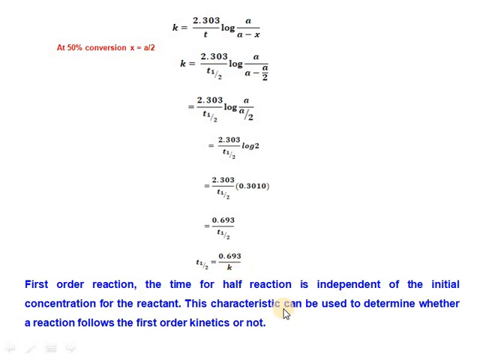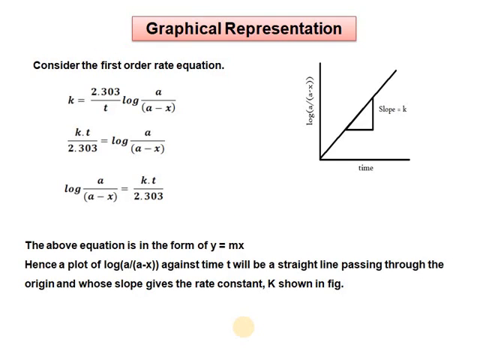It is the T half of the first order reaction. Therefore, in a first order reaction, the time for half reaction is independent of the initial concentration of the reactants, and hence this characteristic can be used to determine whether the reaction follows first order kinetics or not. Next, we see the next characteristic, that is a graphical representation.